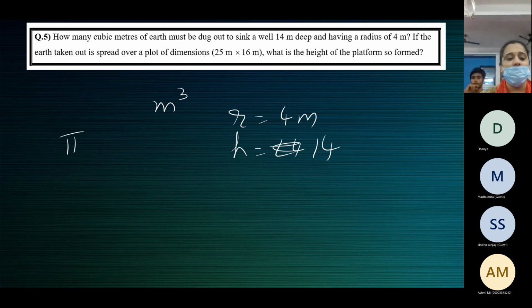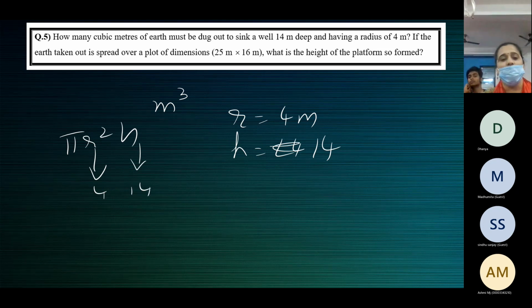So the formula to find the volume is pi r square h. R is 4 and h is 14. So you can find the volume. So the first answer we know. Some earth is removed when you dig the well. When the earth removed is spread over a plot.